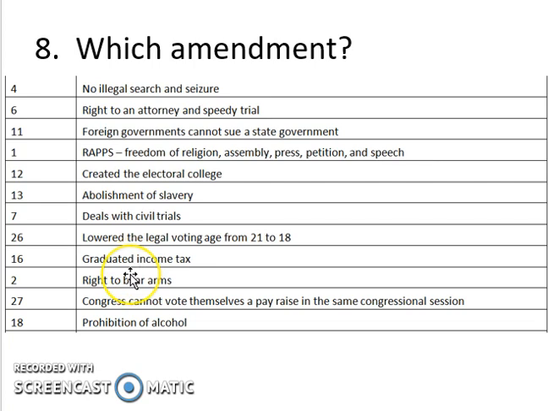The graduated income tax is a progressive tax. So the more money you make, the more the government takes. And that's going to be the 16th Amendment. With the 16th Amendment, what you start to see happening is the higher your income, the higher your ability to pay the tax. The Second Amendment is the right to bear arms.